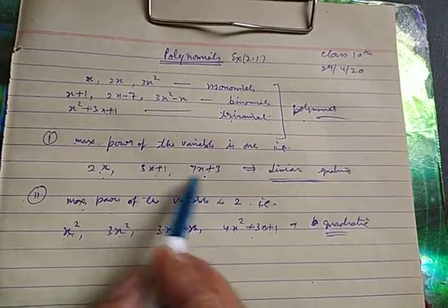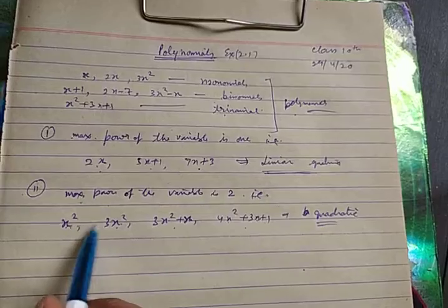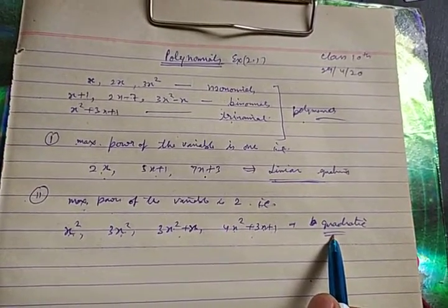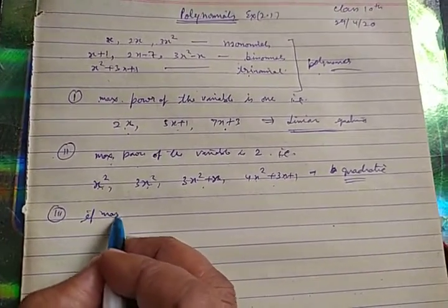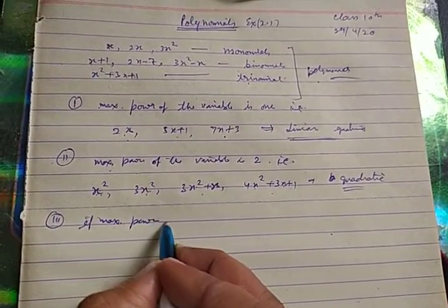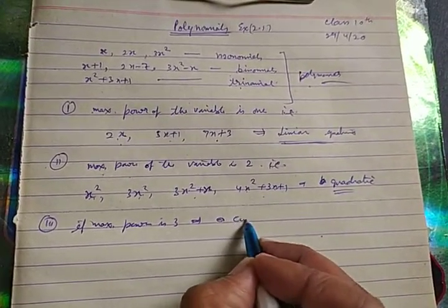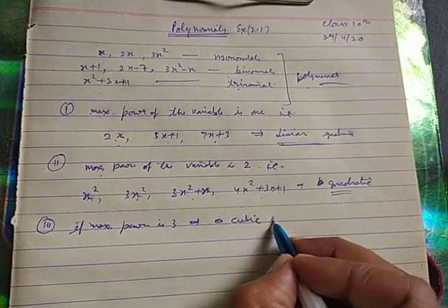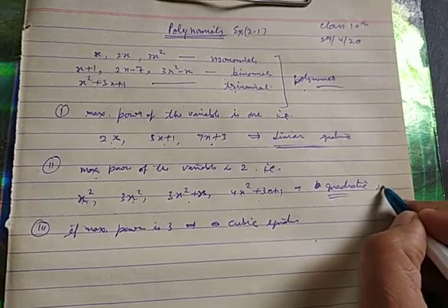If the power is single, the term is linear. This is its category, you can say. If the maximum power is 2, that is quadratic. If the maximum power is 3, that is cubic. If the maximum power is 3, it means cubic, a cubic equation you can say.